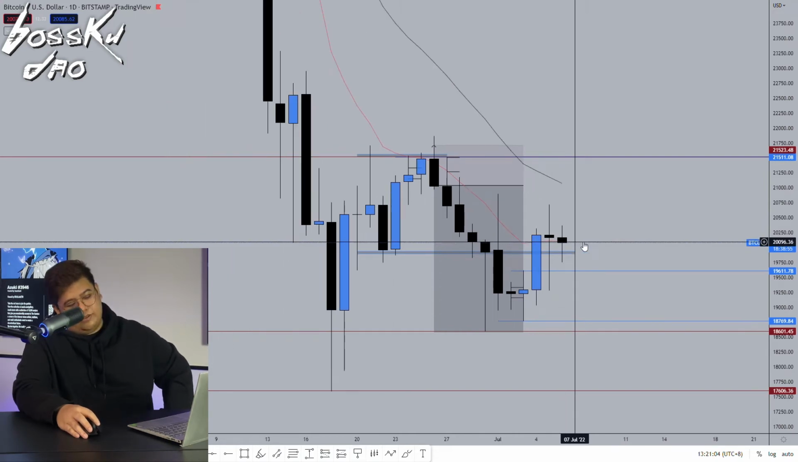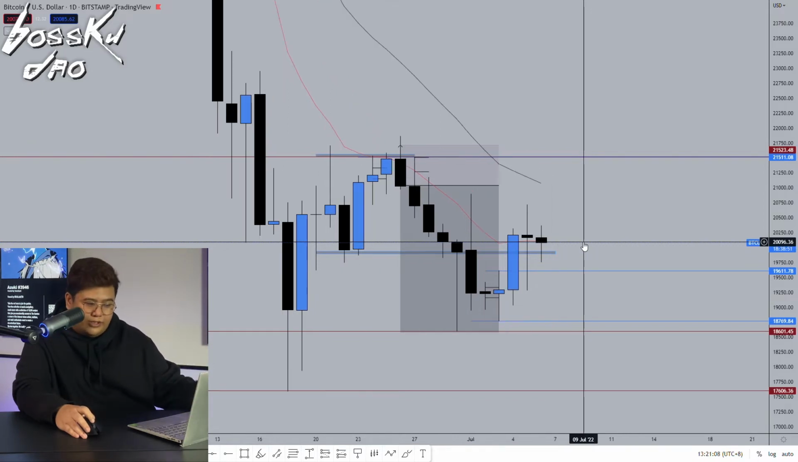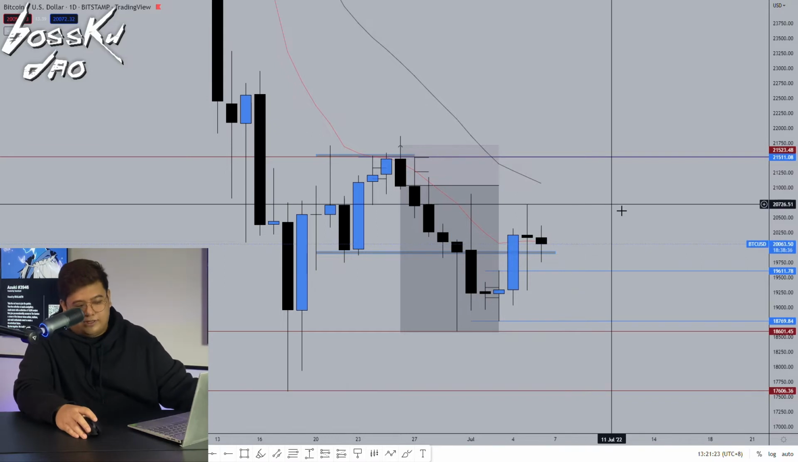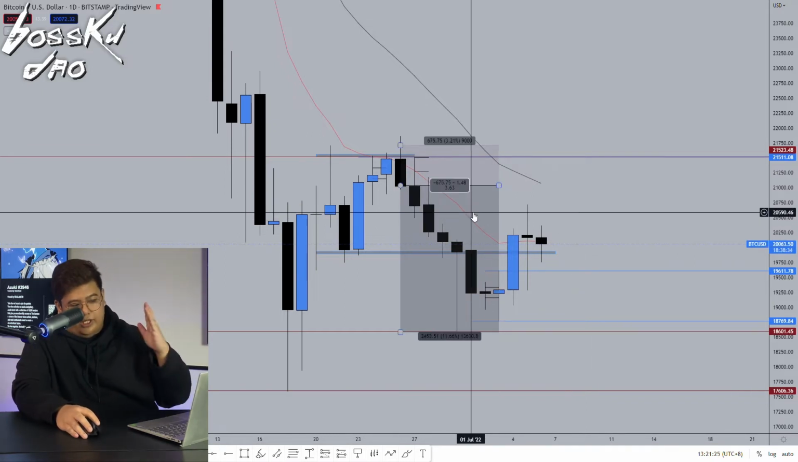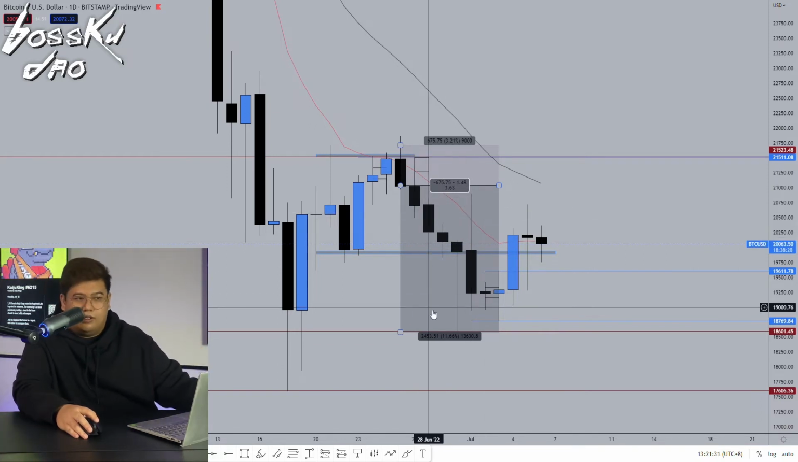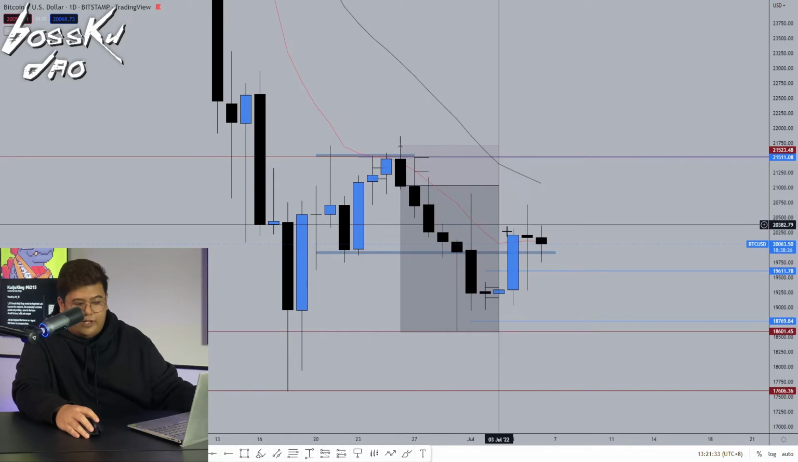In the last video I mentioned the 20,000 level is a very important level. So my point for the trade, I am still expecting the price to come down and go to the downside below the 20,000. If you're an intraday trader doing the short term, you may cross your profit out.